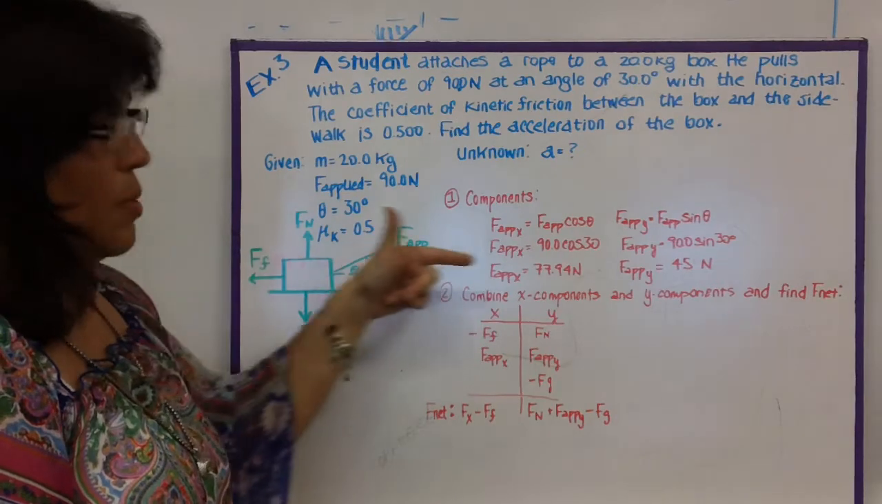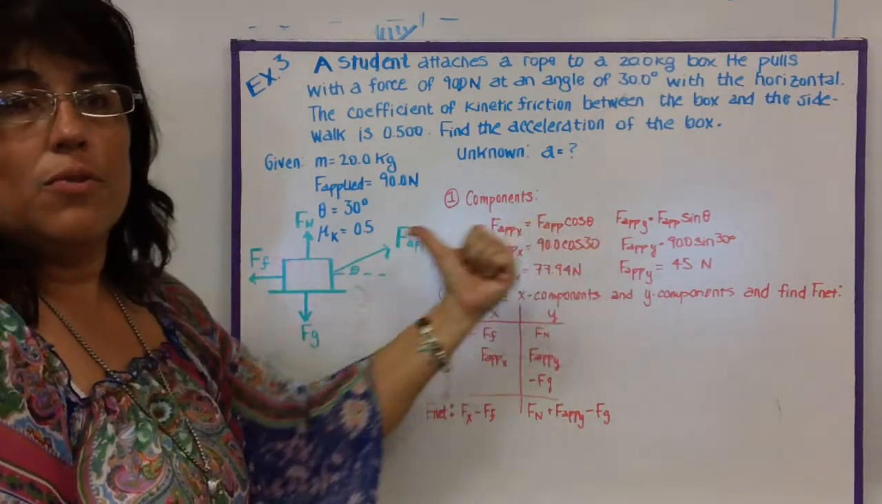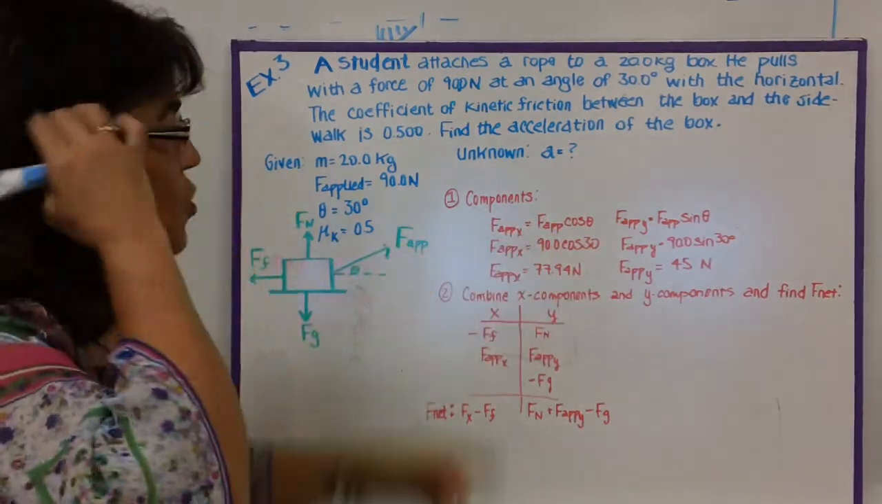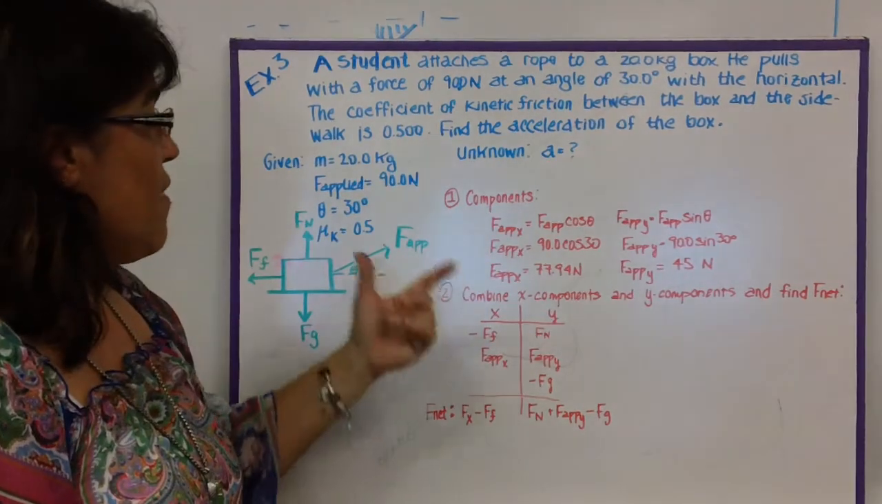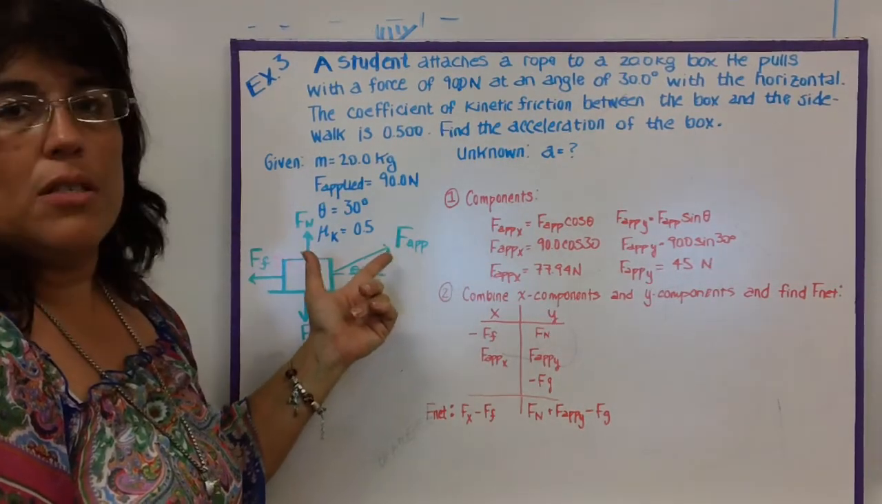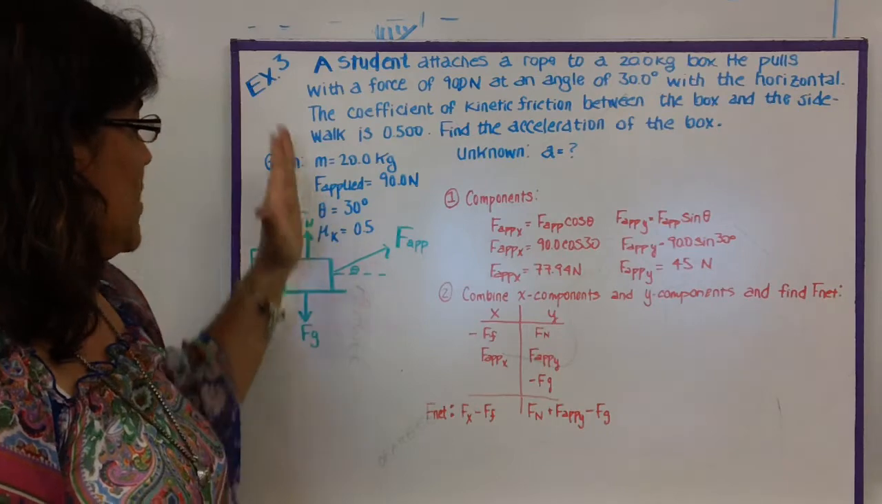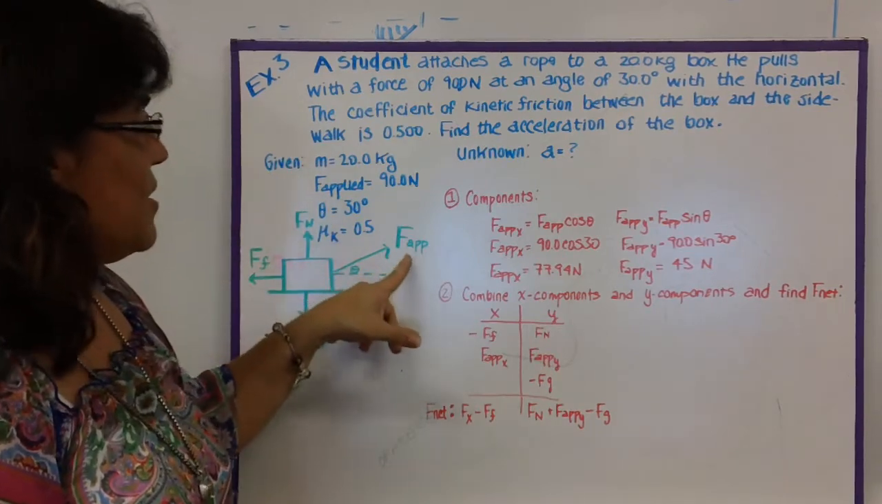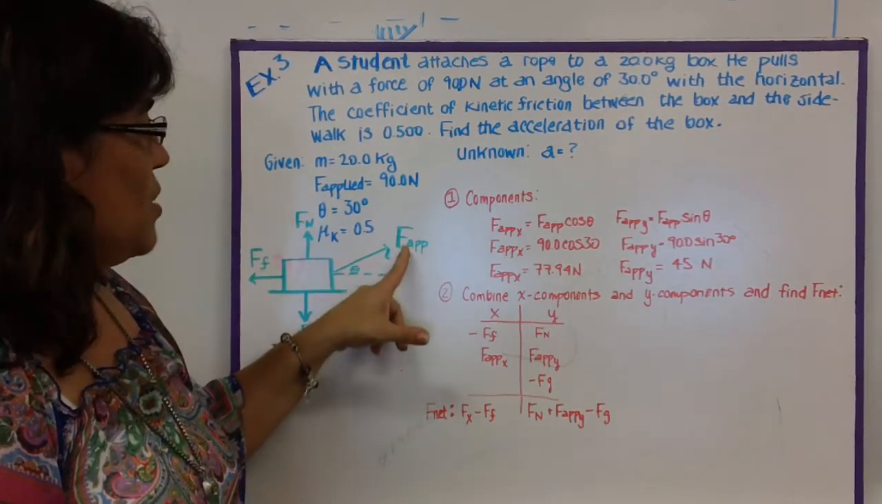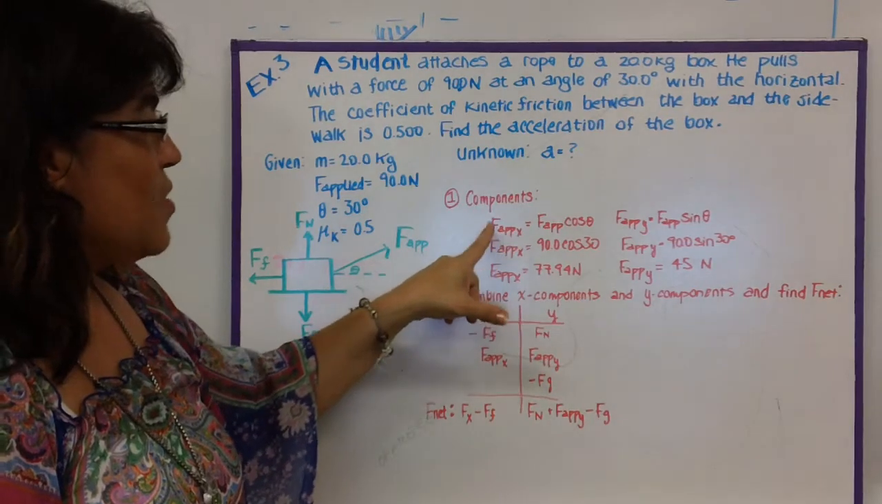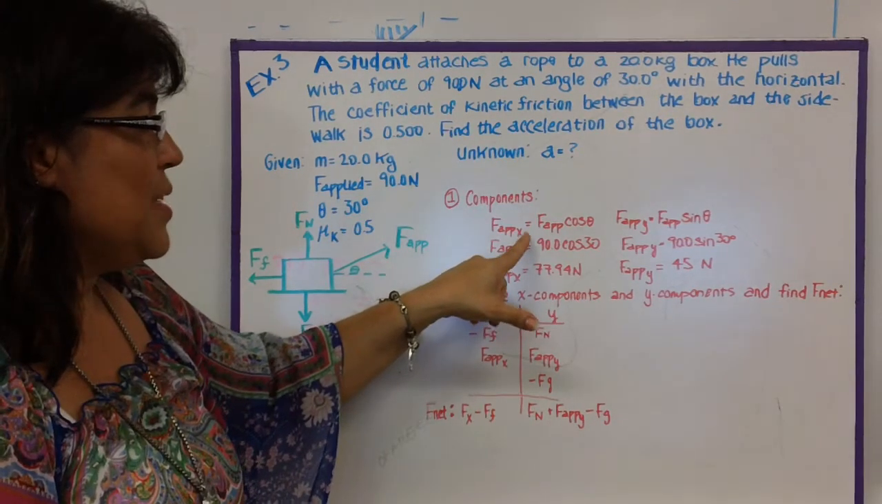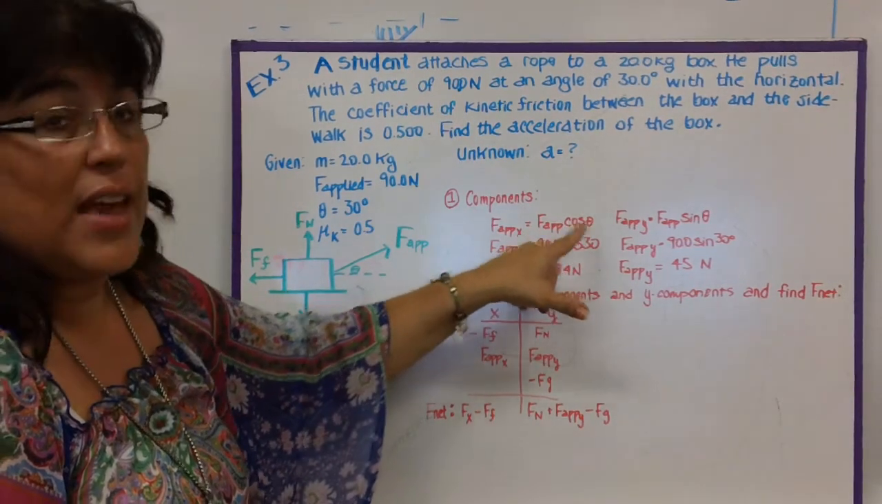So this box will be moving this way, which means our friction force is going that way. So step one, we're going to break any of our forces or any of our vectors into their components. The only one that's not along the x and the y axes is F applied, and we're going to break it down into its x. So F applied in the x component is F applied cosine theta.